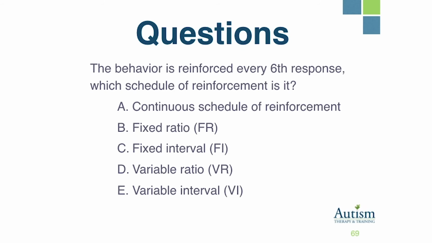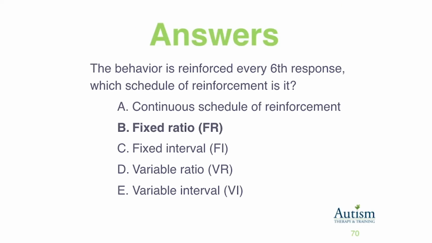The behavior is reinforced every 6th response. Which schedule of reinforcement is it? A. Continuous schedule of reinforcement. B. Fixed ratio. C, fixed interval, D, variable ratio, or E, variable interval? And the correct response is B, fixed ratio.